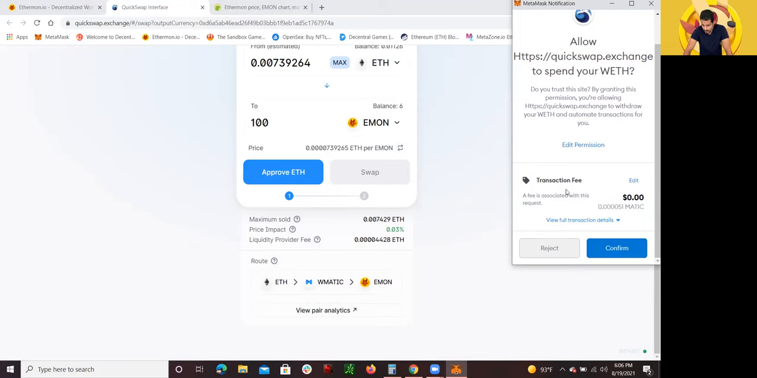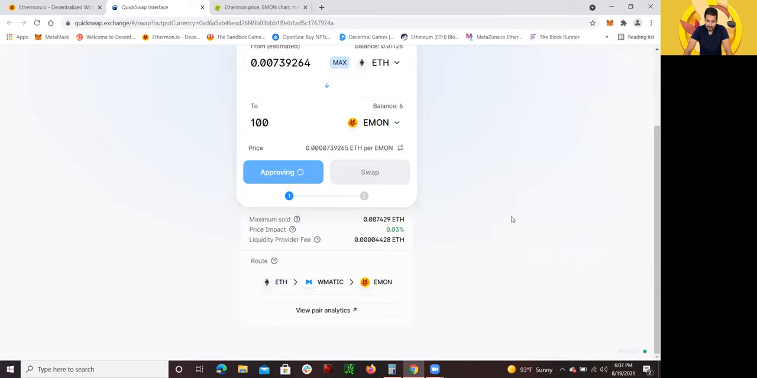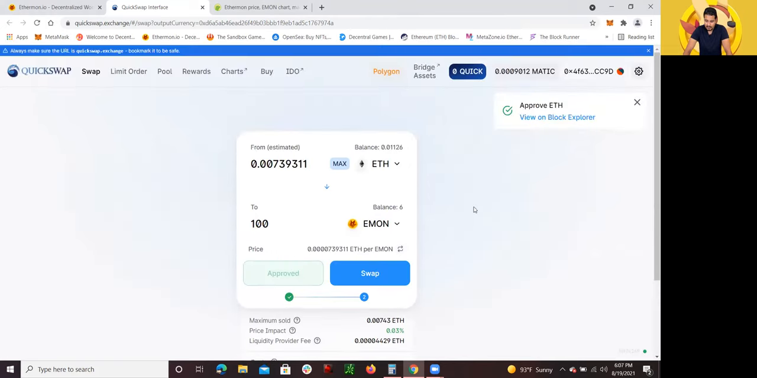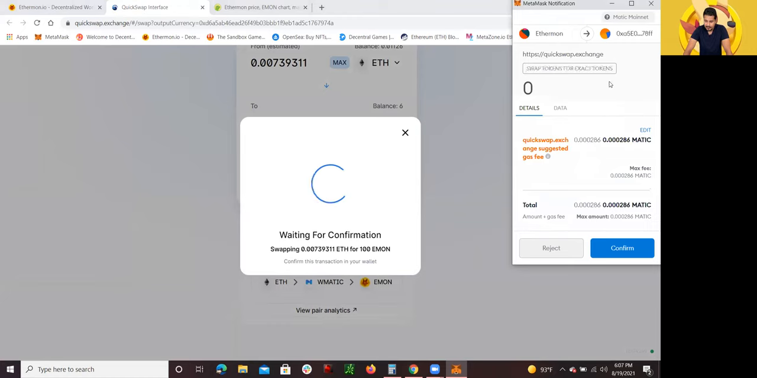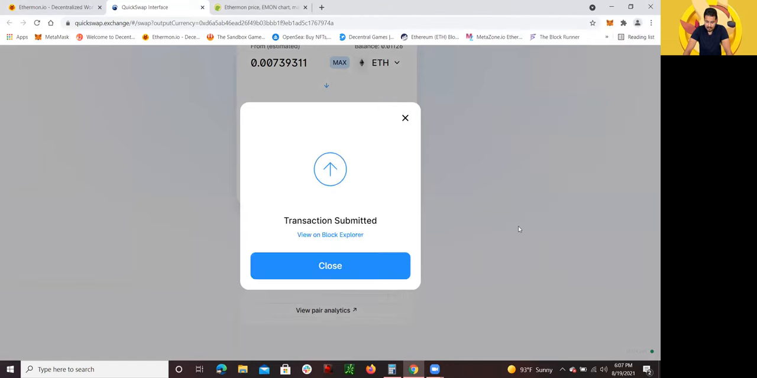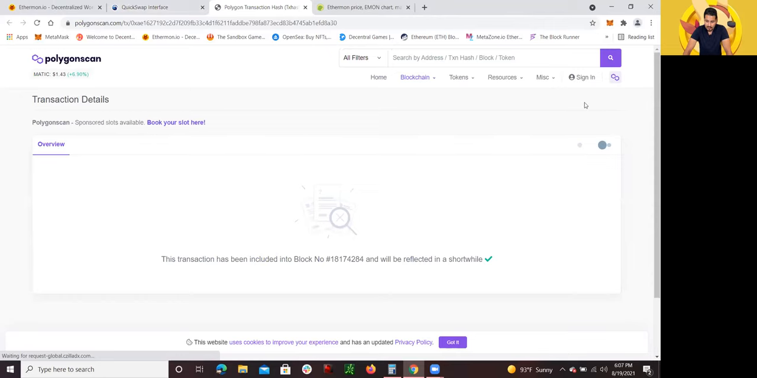Confirm. So the transaction fee is going to be 0.00051 Matic, which in US dollars is zero. So I'm going to press confirm and we'll see how it works. Oh, okay. So it looks like it got approved. So I'm just going to click swap. So 0.00739311 to swap it for 100 EMON. And I'm going to click confirm swap. And that is it. Press confirm. Transaction submitted. And view on the block explorer, click on that, and I should be able to view on the block explorer.